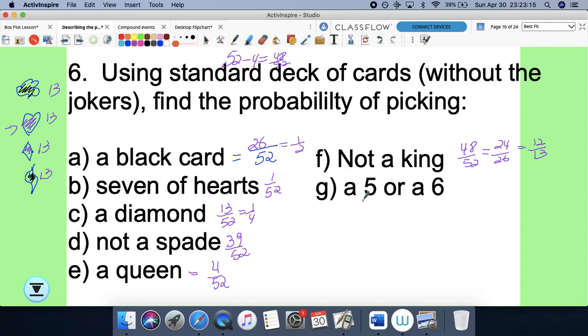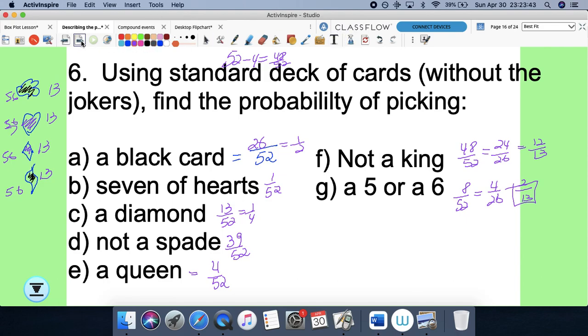And what's the probability of getting a 5 or a 6? Well, there's a 5 or 6 here, a 5 or 6 here, a 5 or 6 here, and a 5 or 6 here. So the probability of getting a 5 or a 6, there's 4 fives and 4 sixes, so that would be 8 out of 52. Again, you can simplify this, 4 out of 26, or 2 out of 13. 2 out of 13 chance of you getting a 5 or 6.